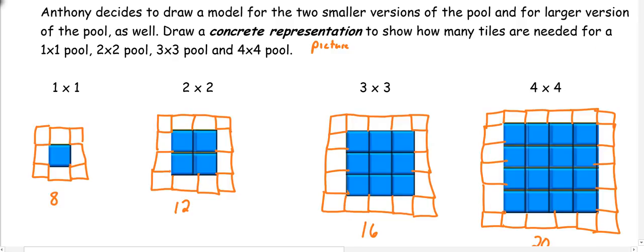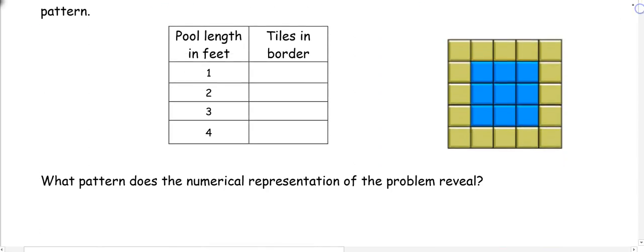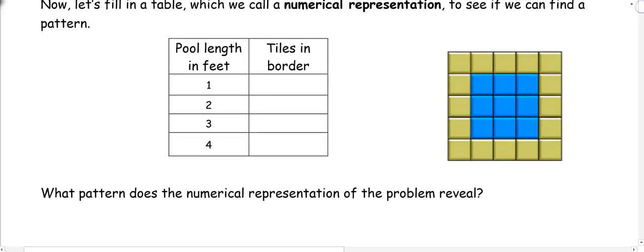The next type of representation is a numerical representation. A numerical representation is always going to use a table. So in this table, we have the pool length in feet on the left. On the right, we have the tiles of the border. So remember from above, if we had a 1x1 pool, we had 8 tiles. If we had a 2x2 pool, we had 12 tiles. If we had a 3x3 pool, we had 16 tiles. If we had a 4x4 pool, we had 20 tiles.